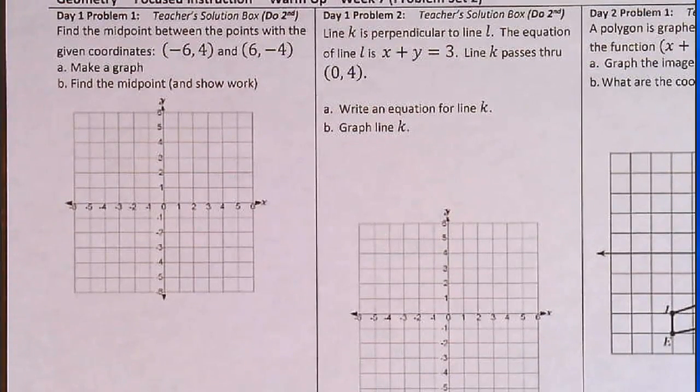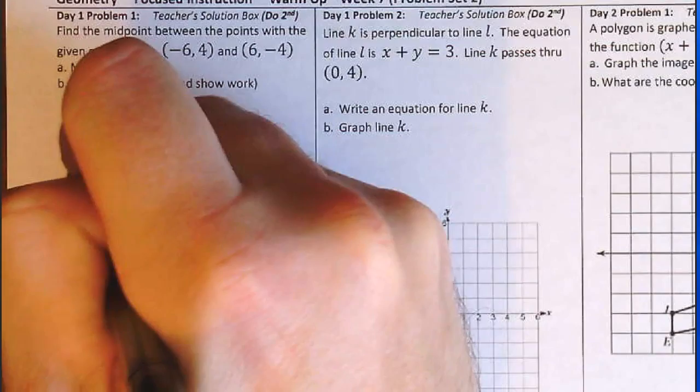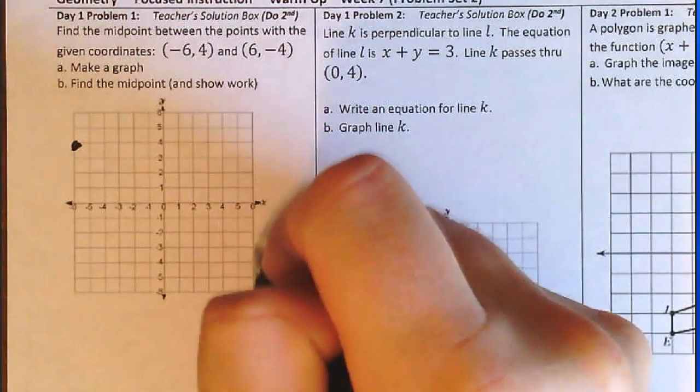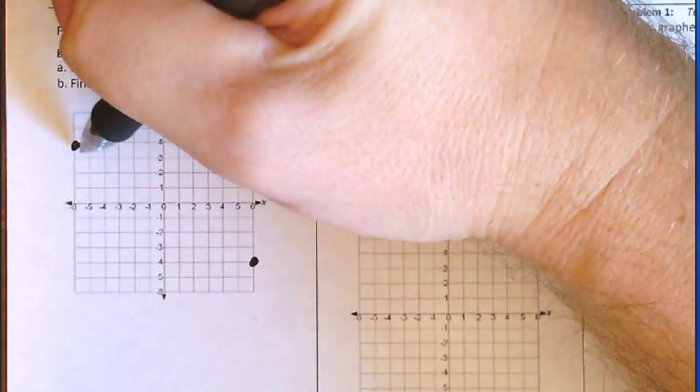Here's a solution for day one, problem one. Find the midpoint between these points. (-6, 4) is left 6, up 4. It's located here. And (6, -4) is right 6, down 4. That's labeled here. We want to find the midpoint between these dots.